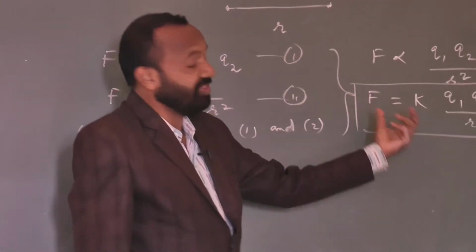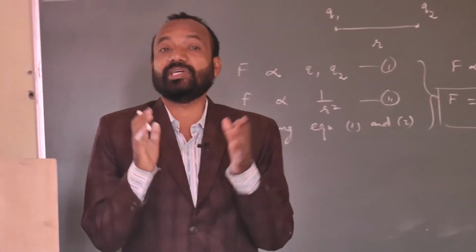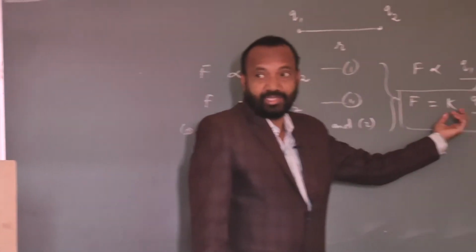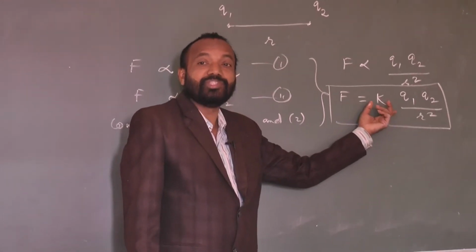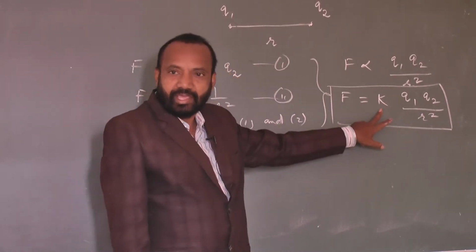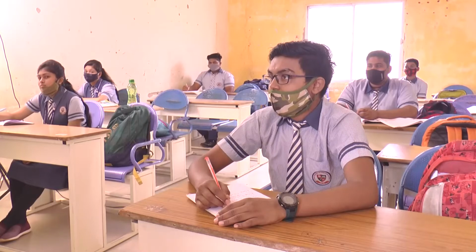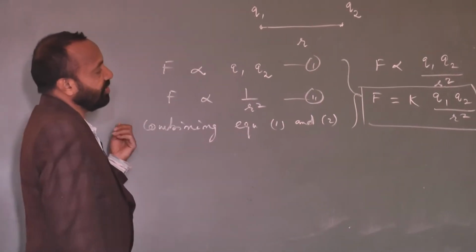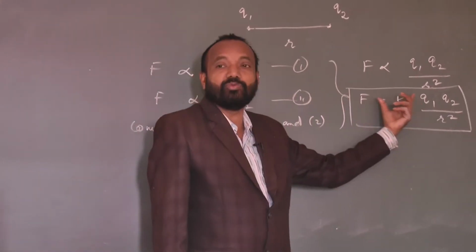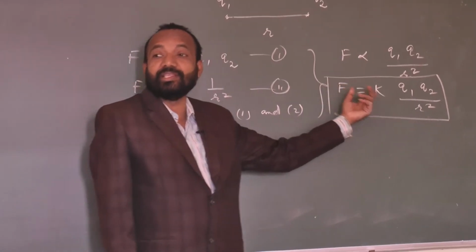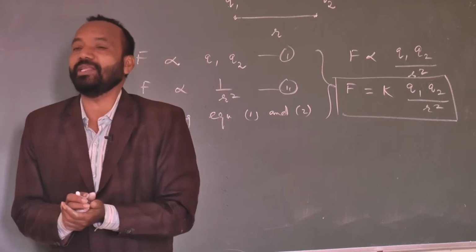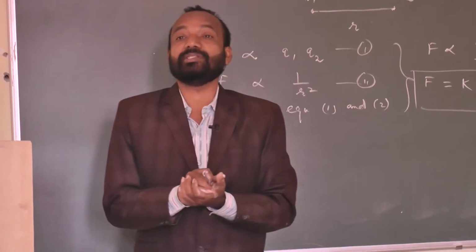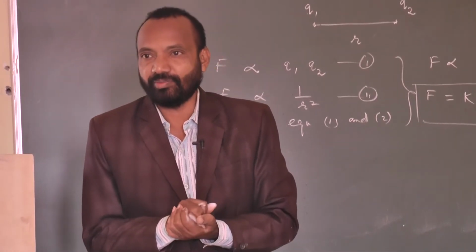Now, this force of interaction between charged particles may take place in vacuum, free space, or some medium, and the electrostatic force constant will change accordingly. In the case of free space, in place of the constant K we can put 1 by 4 pi epsilon naught. So if the interaction takes place in free space, the constant of proportionality equals 1 by 4 pi epsilon naught, where epsilon naught is the permittivity of free space.